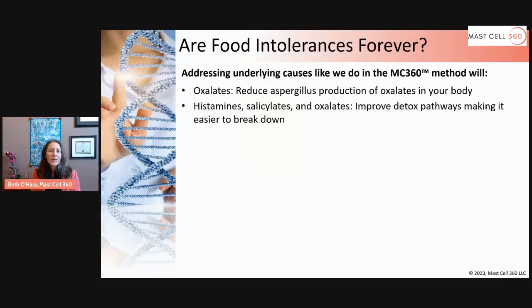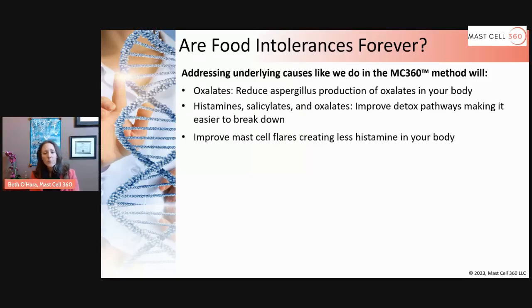If we improve our detox pathways, both by reducing the toxins that are coming into our bodies and supporting our detox pathways, that's going to help with histamines, salicylates, and oxalates. If we improve our mast cell flaring, we're going to create less histamine, and that means that we're going to react less to histamine foods, but also will help us have less mast cell flaring to salicylates and lectins.